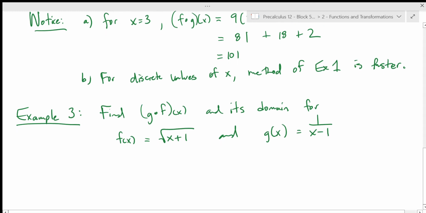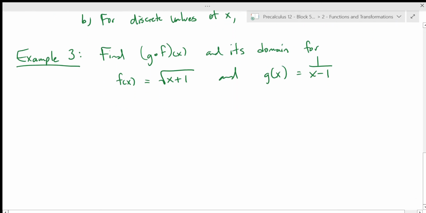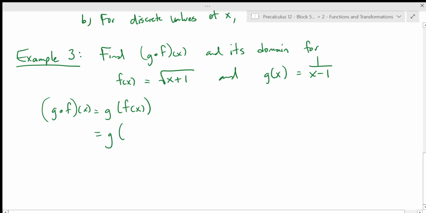Okay? So let's start by finding our composition. That's the first thing we're asked to do. It's probably the first thing we should do. So g composed with f of x. So here notice the f is closer to the x, so that's the function we'll be applying first. That's equal to g of f of x. Okay, replacing our f of x with what f of x is equal to, that's g of radical x plus 1.